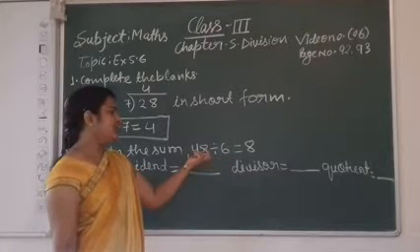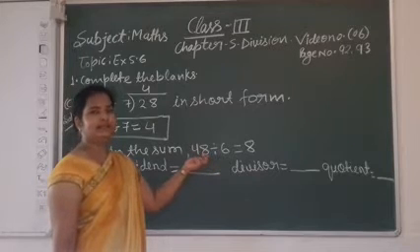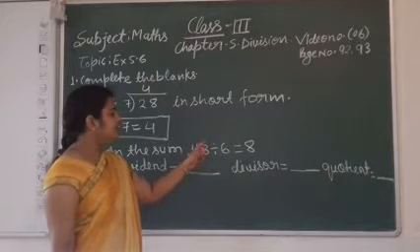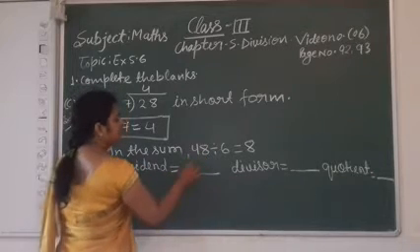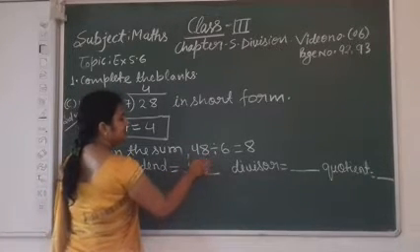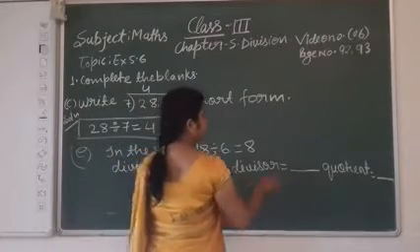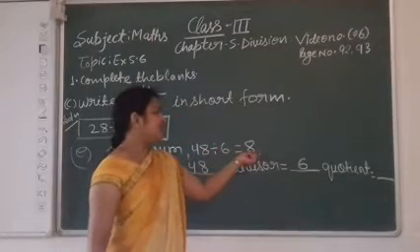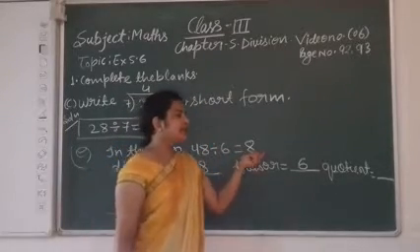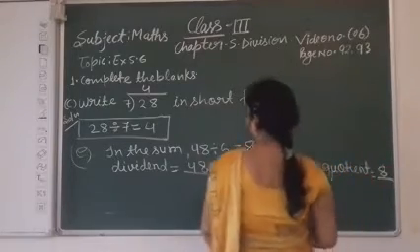6 divides 48. So 6 is divisor and 48 is dividend. The number to be divided is known as dividend. So 48 is divided by 6. So 48 is dividend and 6 is divisor, and the answer we get after division is known as quotient. This is 8. Okay, note down.